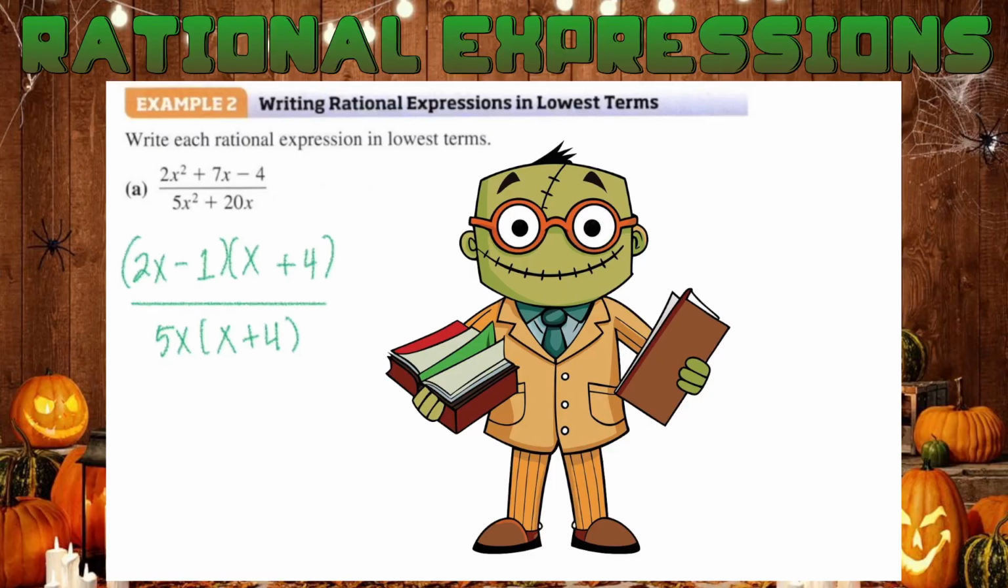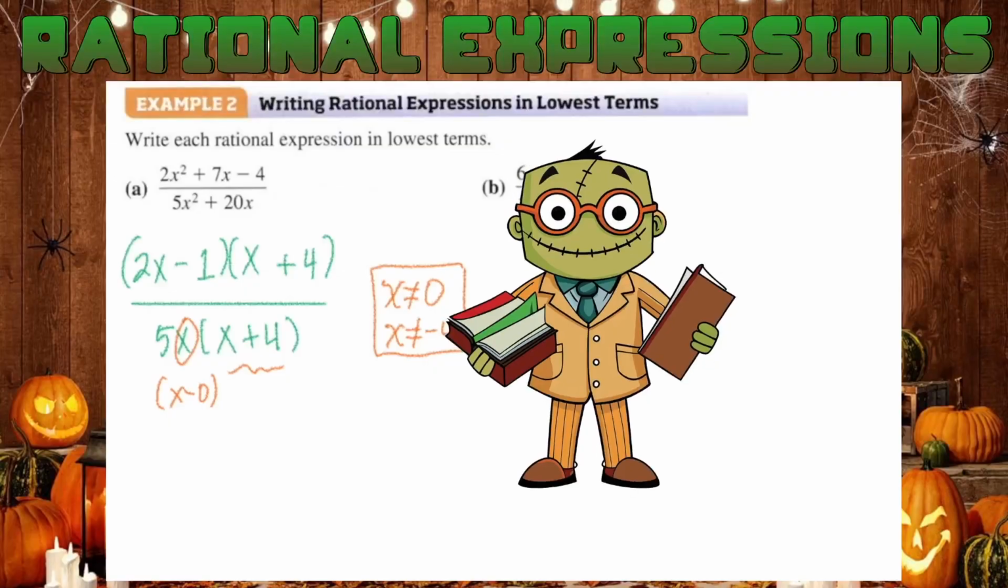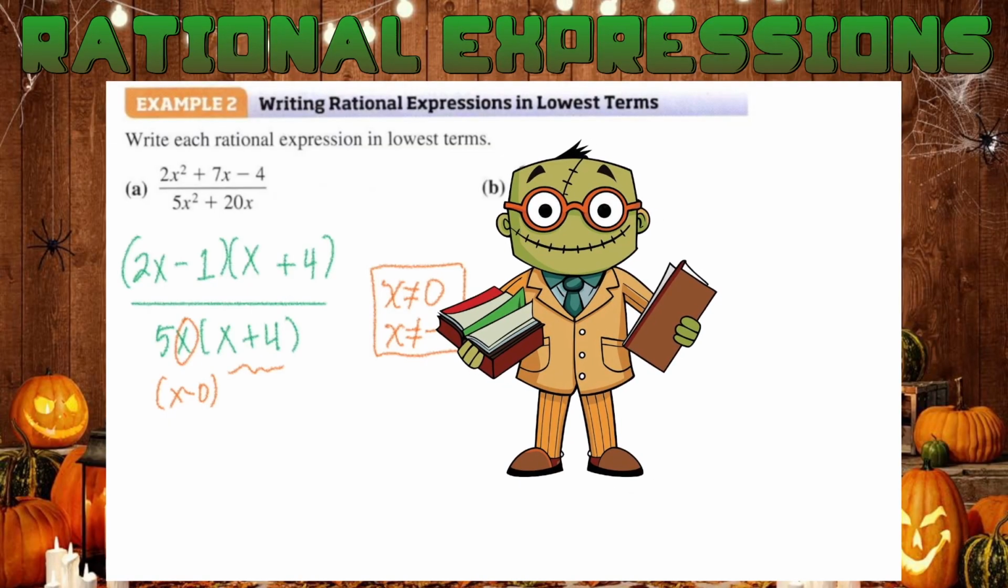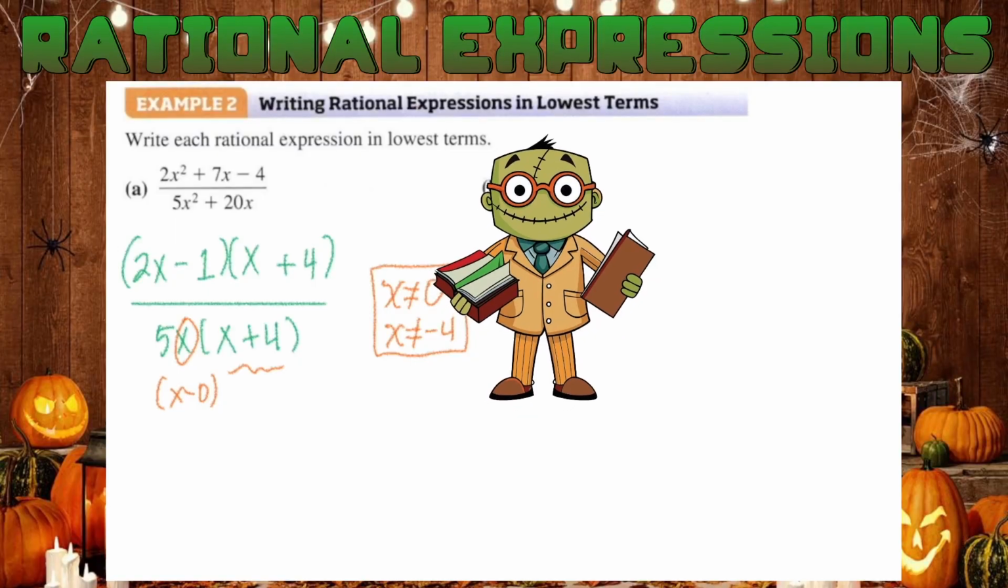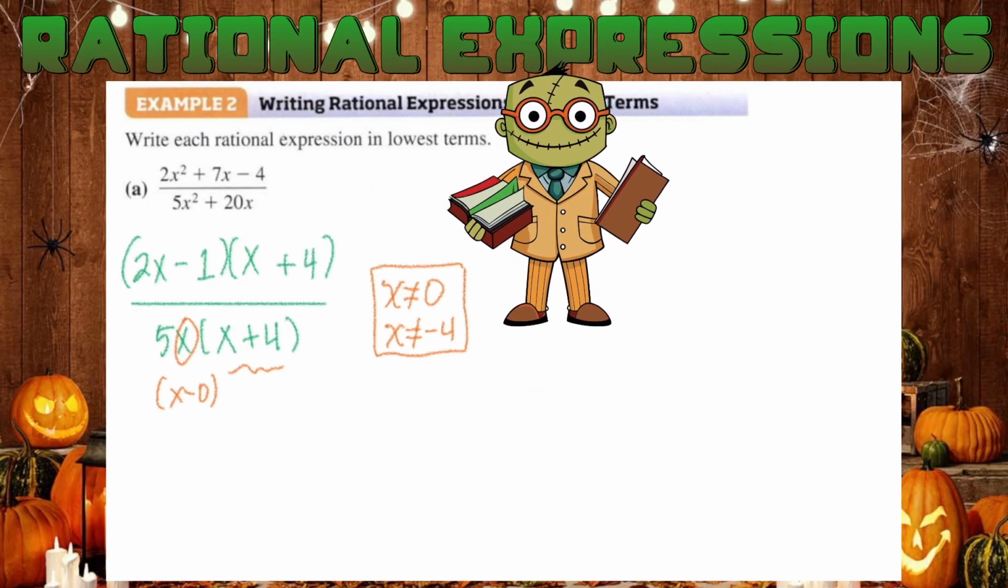Now, this is where we are, and it's important to keep in mind your restrictions. So that x right there is essentially like an x minus 0, okay? x cannot equal 0 because, again, we're not allowed to divide by 0, as you saw in example 1. And in that second factor right there, x cannot equal negative 4. So these restrictions, even if I reduce and get rid of those factors, are still the restrictions. They don't change, okay? They are what they are, and we've got to accept that.